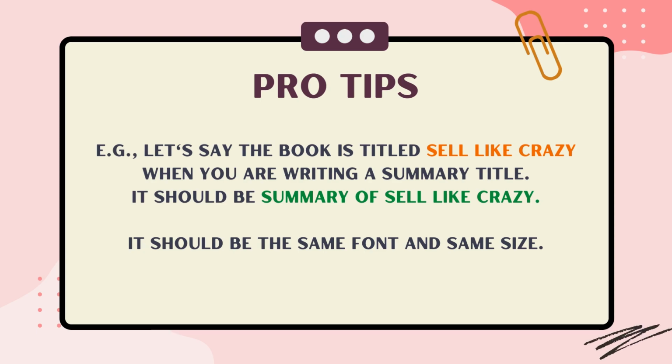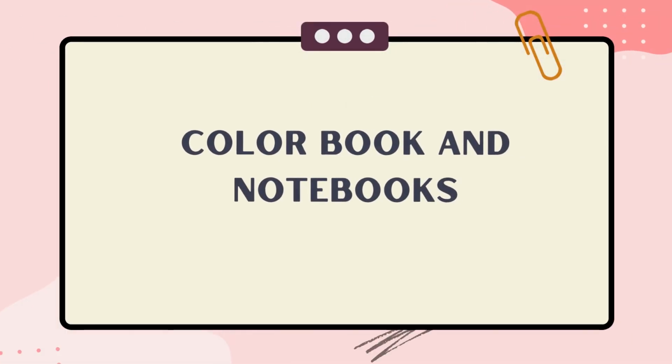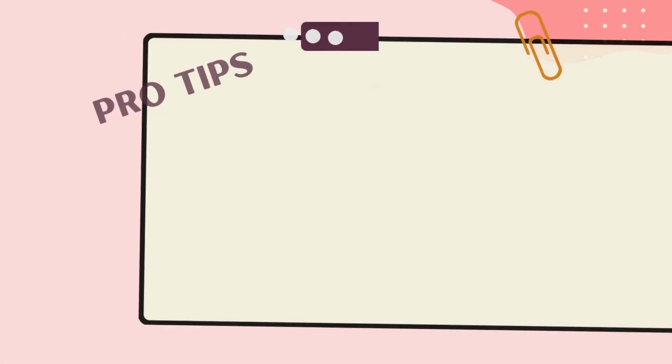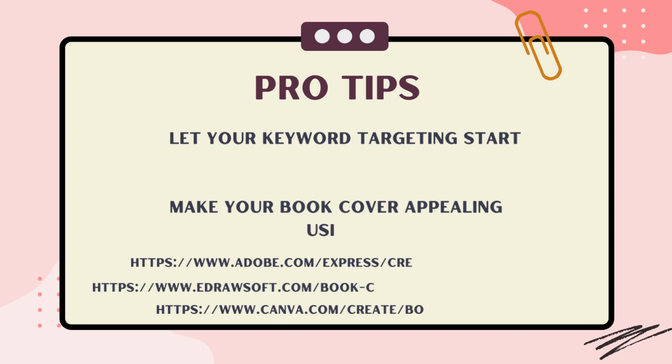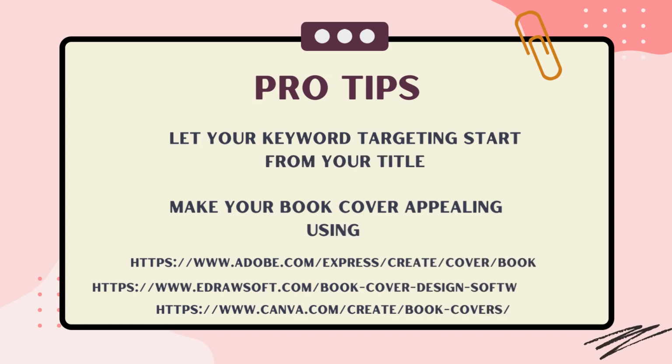So the last on this section is coloring books and notebooks, which are more or less the same kind of thing. For the title and the subtitle, let your keyword targeting start from the title. Start thinking about what your audience will type when you are thinking of your title. Someone wants to search for a journal for pregnancy, a journal for college, a notebook for creators and all. A good practice is to input your targeted keyword so that when people are searching, your book can easily come up.